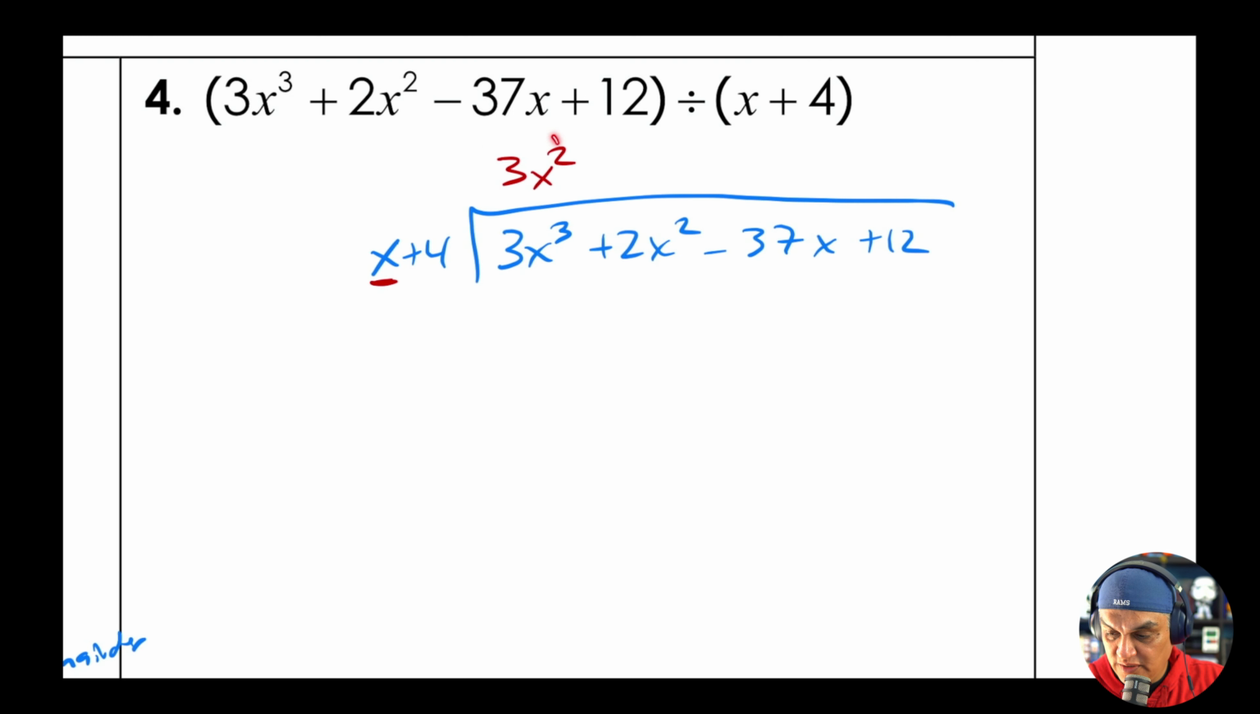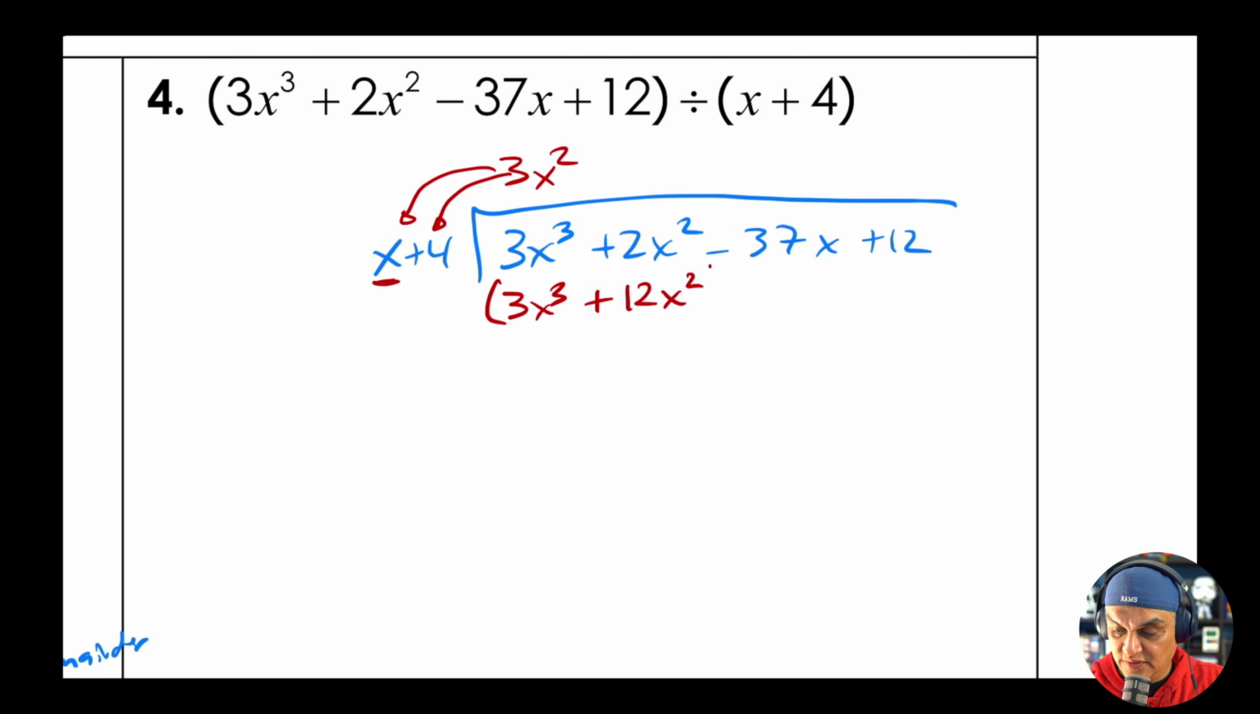Okay, 3x squared, because 3x squared times x will give me 3x cubed. But remember, I have to multiply to this and this. So 3x cubed, and then 3x squared times 4 is plus 12x squared. And then I'm going to subtract. So I'll stop here.